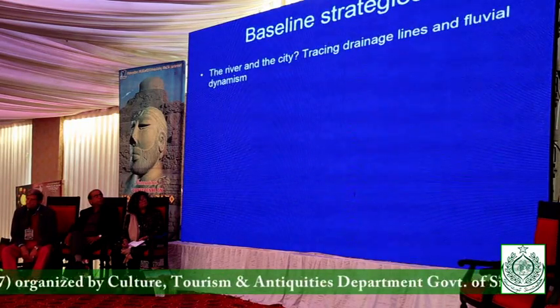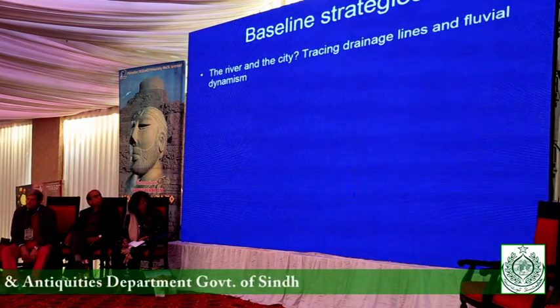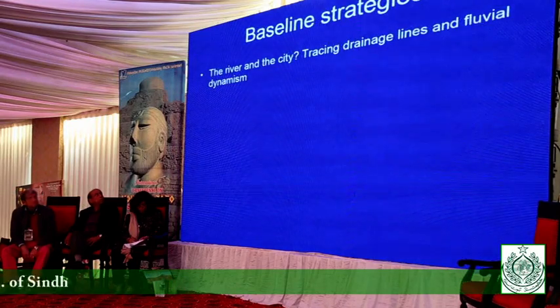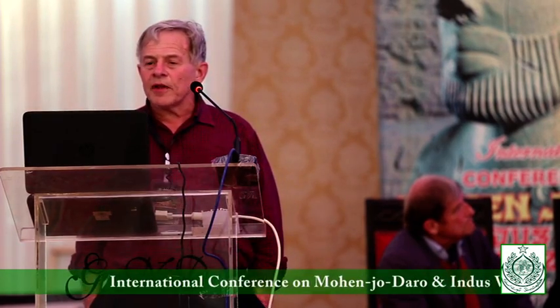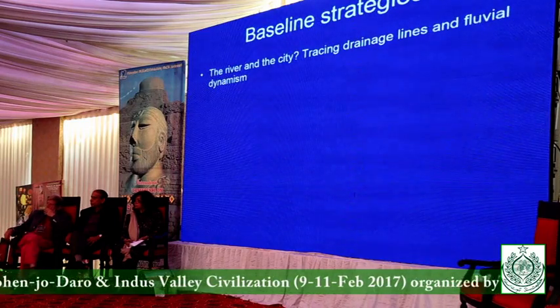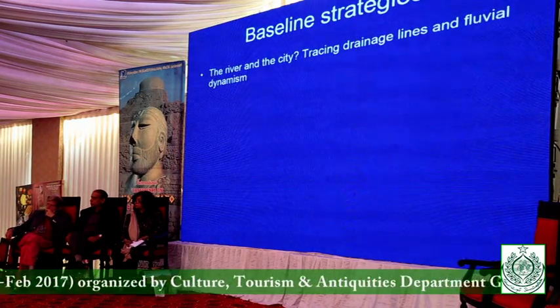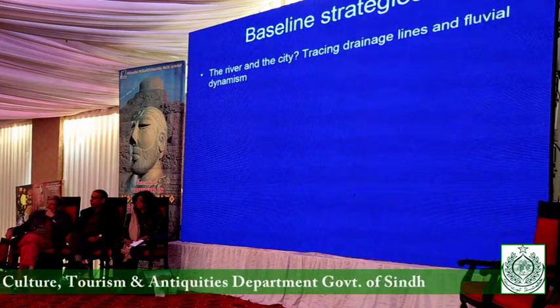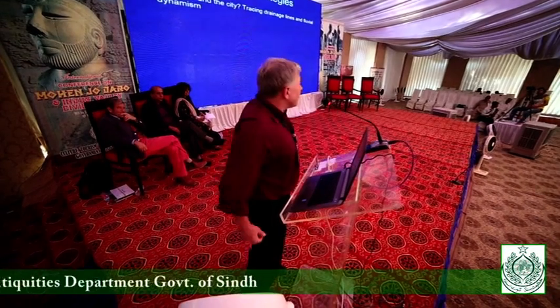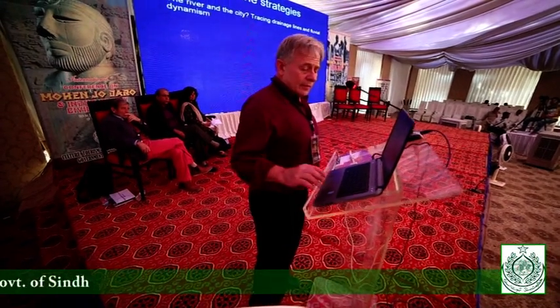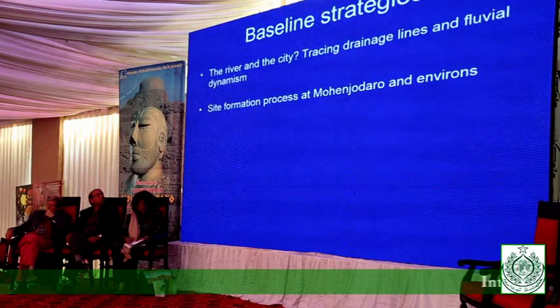So the strategies that we need to look at is the river and the city. In some cases, I would assume that Mohenjo-Daro, having been built, is such a huge obstacle to some flood patterns that when it's not getting buried, it's moving the river around. It is in the way. It's a nuisance for the river. So you can look at these situations, and the important thing is to track the drainage lines, which is one of the things we want to do with this project.